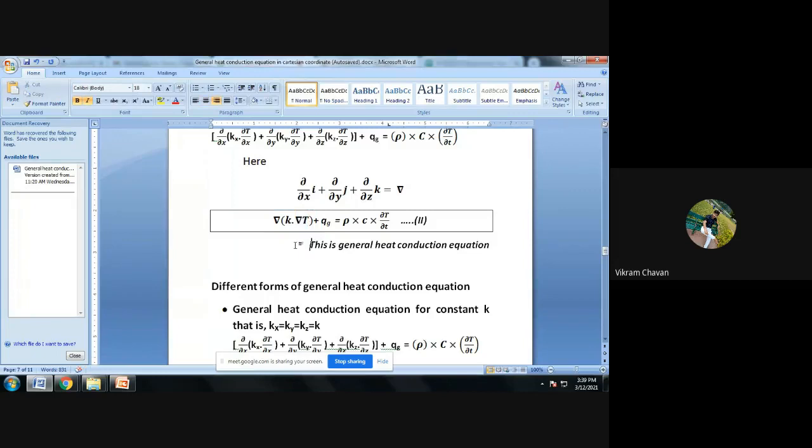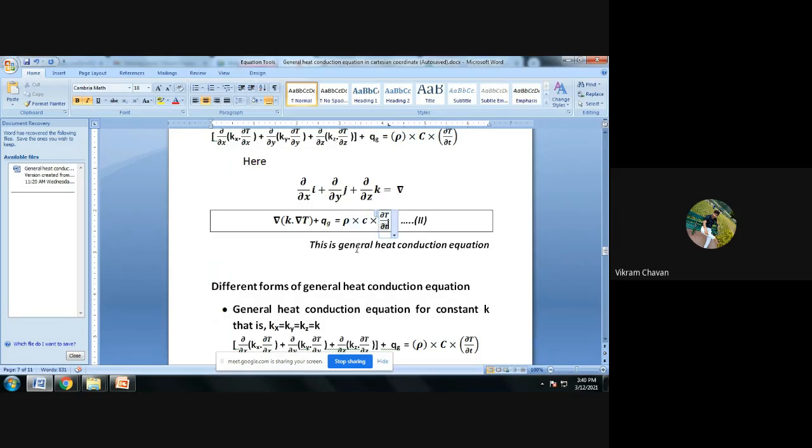We know that K is the thermal conductivity, T is the temperature, Q suffix G is the heat generated per unit volume per unit time, rho is the density, and C is the specific heat capacity of the material. And this is the change in temperature with respect to change in time.